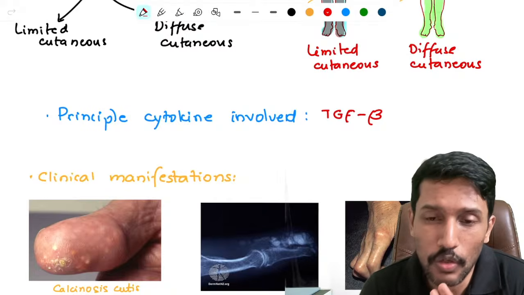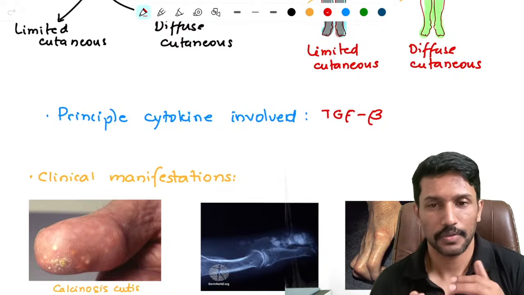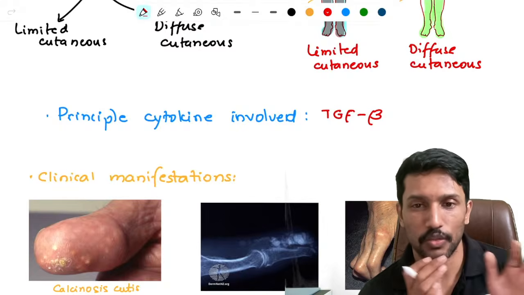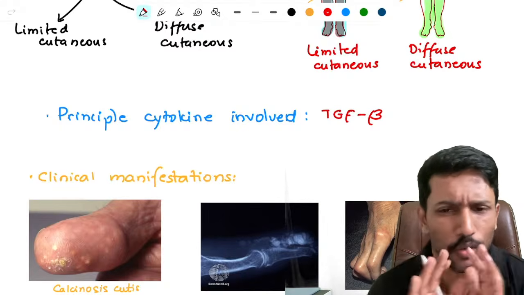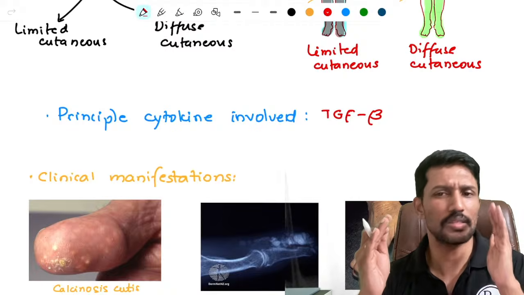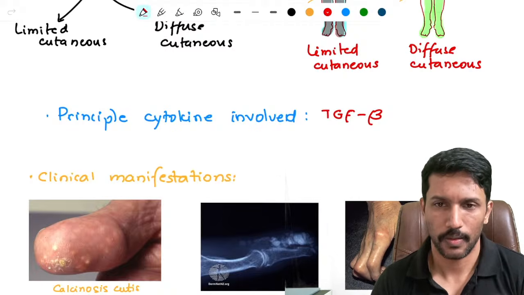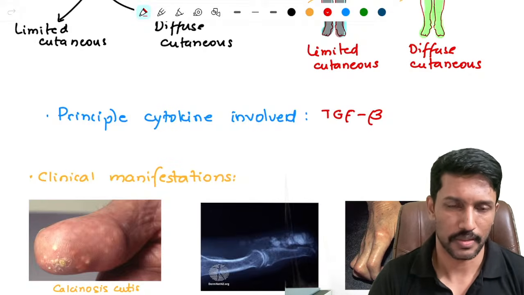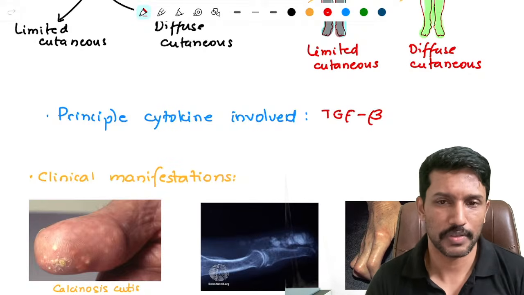Apart from that, it might also activate VEGF, which will cause blood vessel proliferation. So you can have vasculitis as a component. So in scleroderma, you have to remember only two things: there is fibrosis and vasculitis. So most of the manifestations are related to either fibrosis or vasculitis. So what all clinical manifestations can we get?